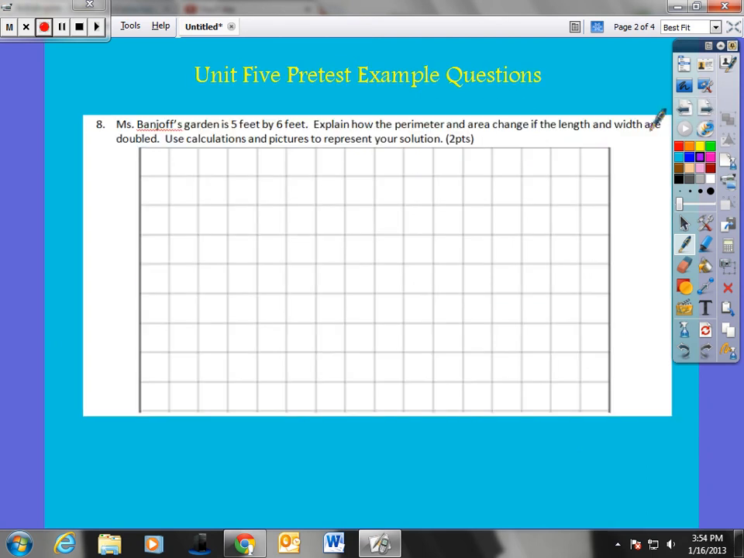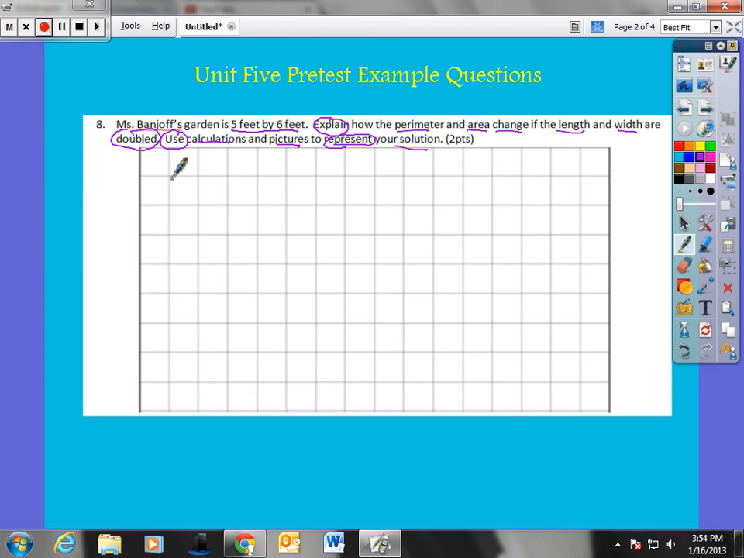Take a look at another one. Miss Banjoff's garden is 5 feet by 6 feet. Explain how the perimeter and area change if the length and width are doubled. Use calculations and pictures to represent your solution. We're going to double it. Use calculations and pictures to represent, that's a fancy word for show, your solution.